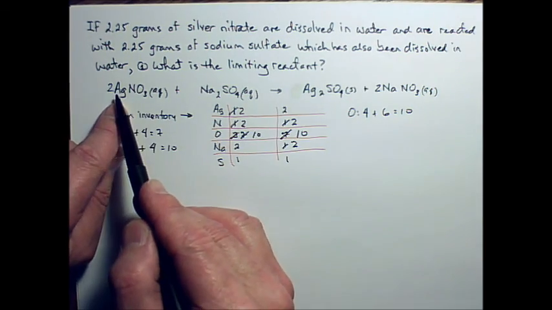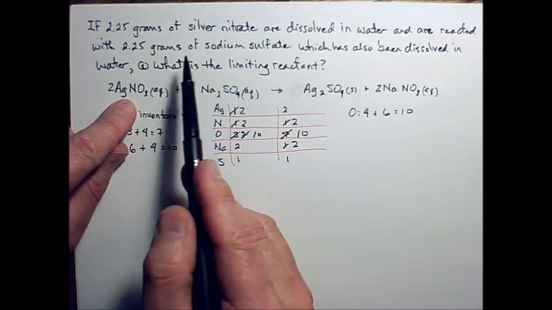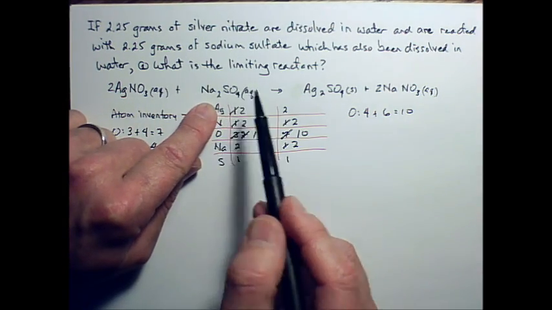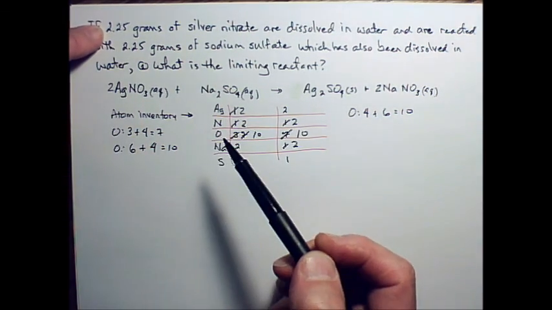So we have silver nitrate. If it's on the left side of the equation, that's a reactant. Silver nitrate is a reactant. Sodium sulfate is a reactant. To figure out the limiting reactant, either one of those can be the starting amount.